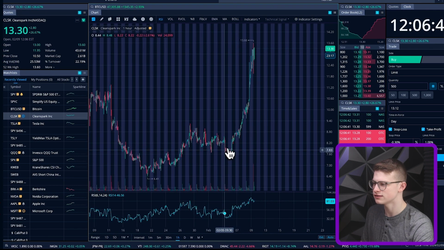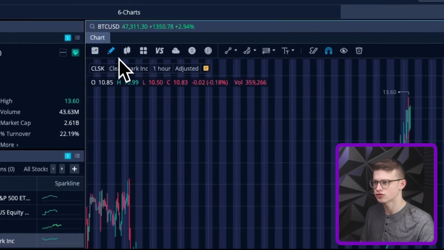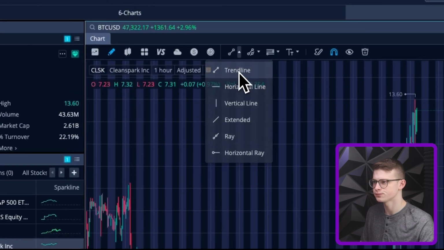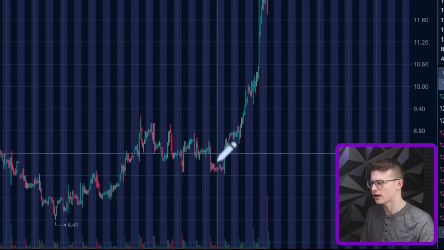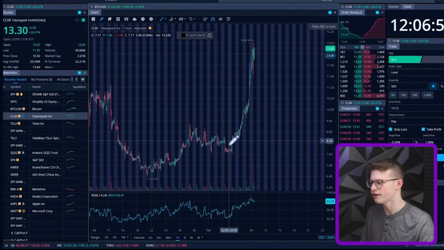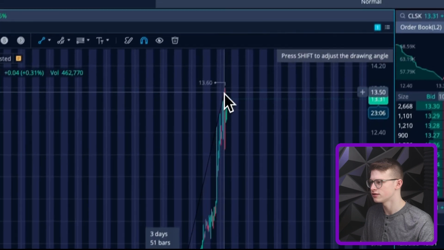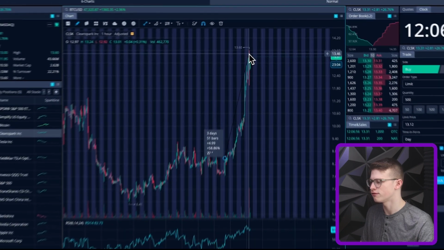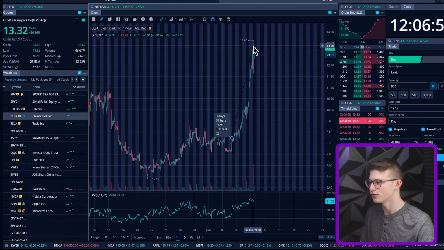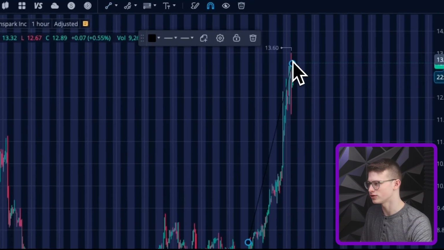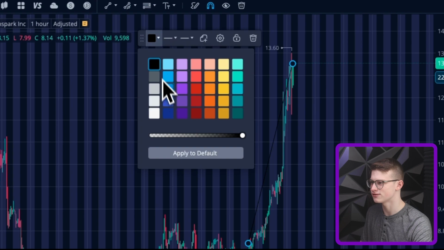So zooming out, we can see, and let's get our trend line drawing here. We can see that, okay, from the morning of the 6th to the morning of right now, which is the 9th, we have gone up 60% for Cleanspark, which is really crazy if you think about it.